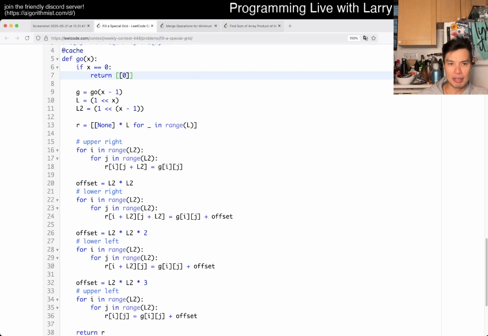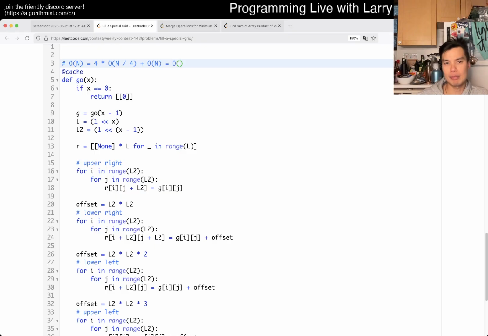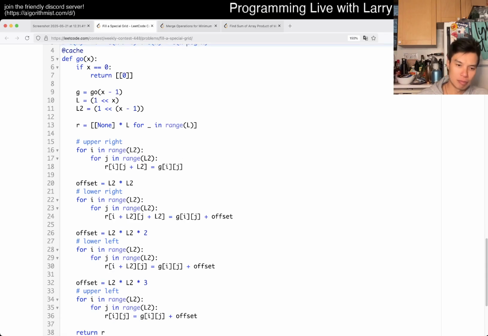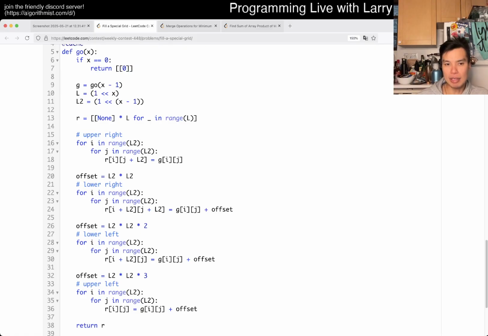Oh, let me write it out, right? Because there's going to be log base 4 of these O of n steps. So this is going to be n log n base 4, say. And that's it. That's all I have for this one.